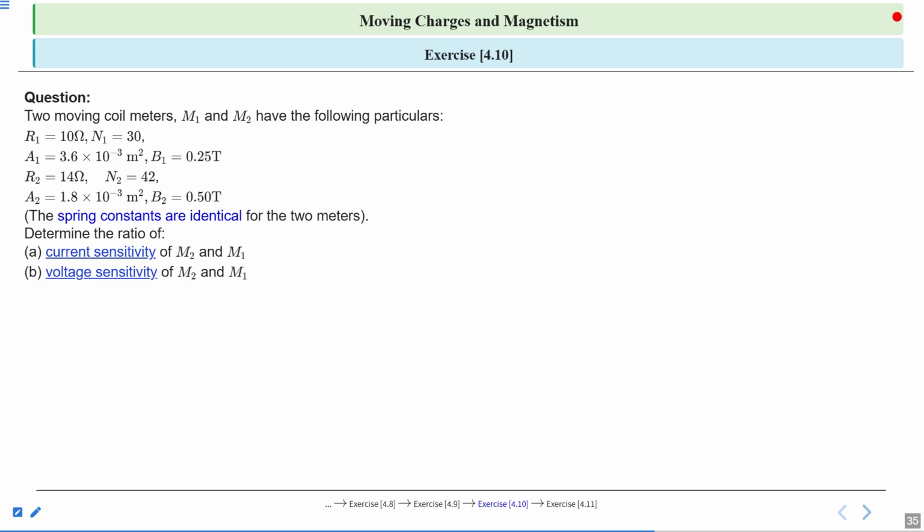The spring constants are identical for the two meters. Okay, for both the meters, the spring constants are identical. That is also the torsional constant we have studied in moving coil galvanometers. So the K value is the same for both meters. Determine the ratio of current sensitivities of M2 and M1 and the voltage sensitivities of M2 and M1. So you have to determine these ratios. I will give you some time to think about it.